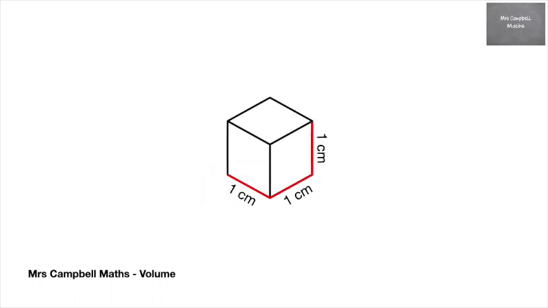Now what we have here is 1 cubic centimetre. That's because that's 1 centimetre by 1 centimetre by 1 centimetre. So that's 1 cubic centimetre. Now let's add a few more of those.